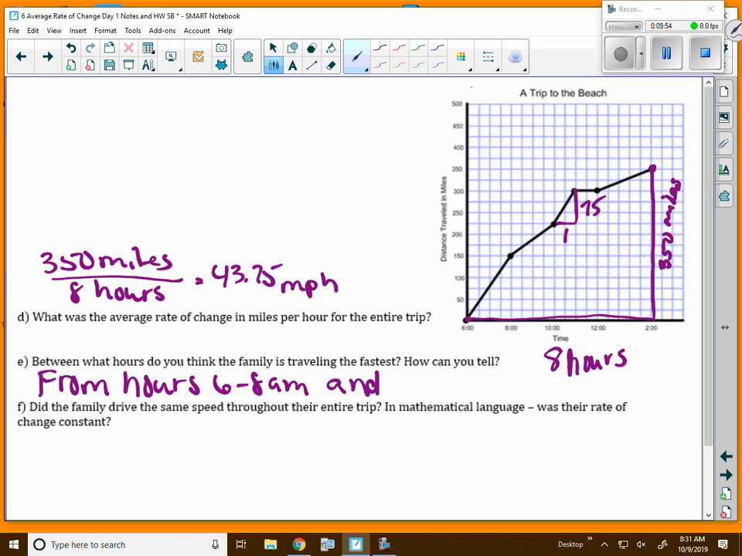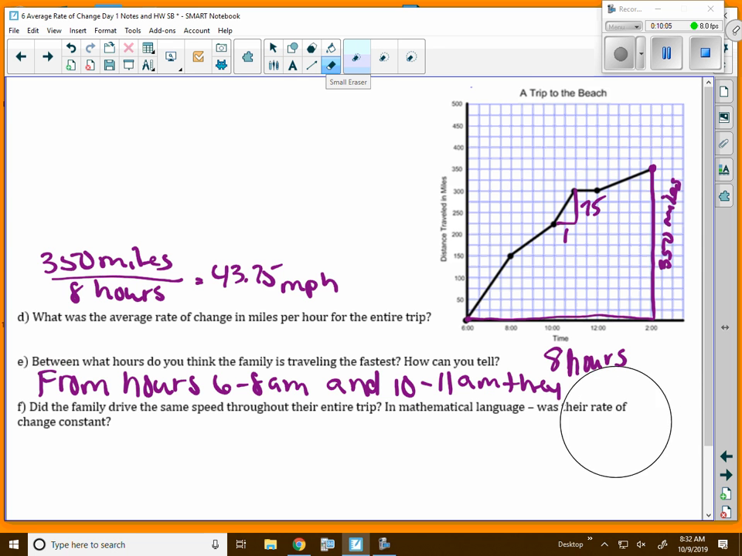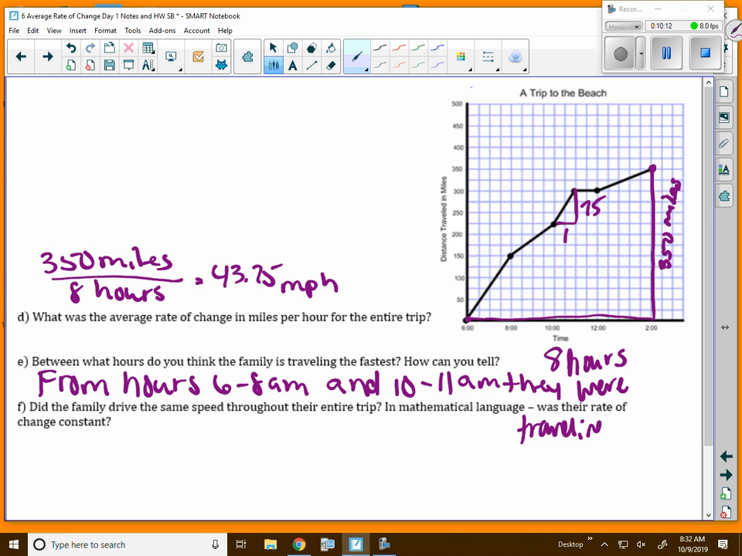What was it, 10 to 11? Okay, how can you tell? What did you initially do when you looked at the graph to tell where they were? Which one's the steepest line?